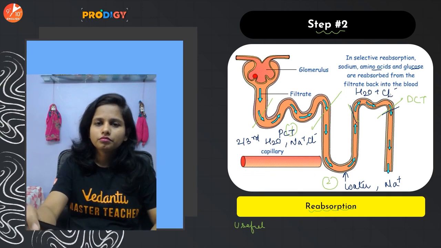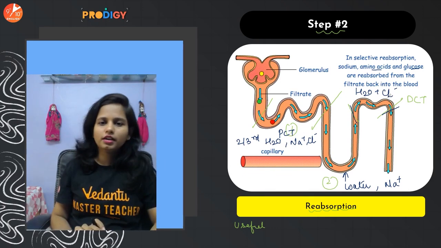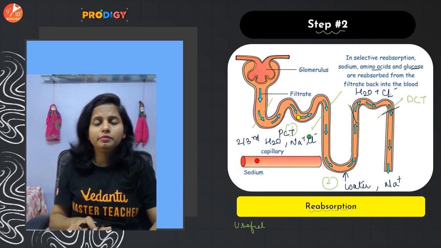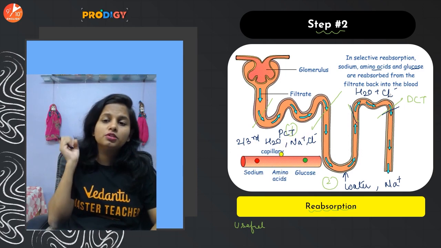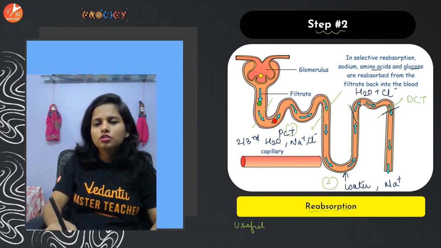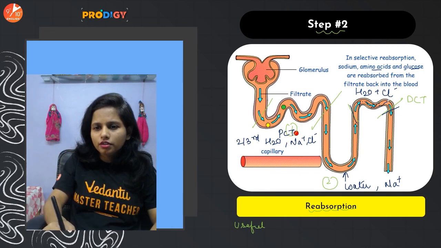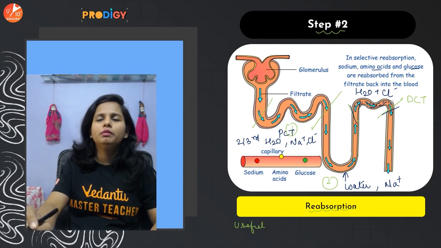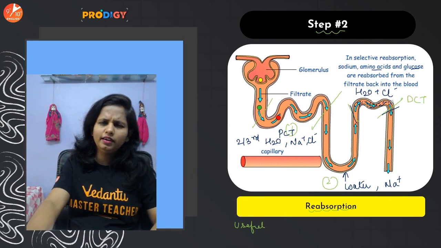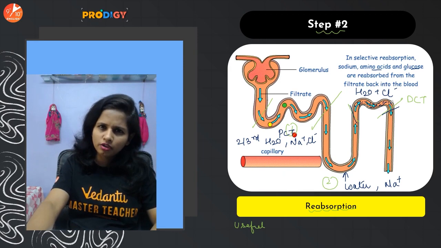Now, we understood ultrafiltration, that everything useful and harmful was filtered out. We understood reabsorption, that all the useful substances were reabsorbed. Okay. Now, because of which, the fluid that is over here, the glomerular filtrate that is present right now in the tubule, it will primarily contain the nitrogenous substances. But is that only the thing that our body wants to eliminate?